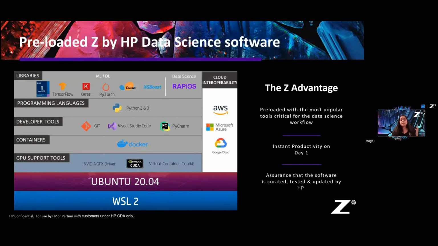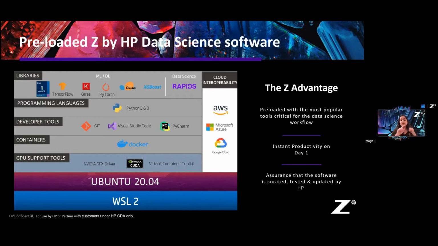I talked about faster access to critical data science tools, right? So these workstations come preloaded with all of these libraries and tools that you see on the screen, right from your TensorFlow, Keras, which are deep learning libraries, sklearn, which is a classic machine learning library, XGBoost, PyCharm, the integrated development environment, then Git, the distributed version control, Docker, the container. So everything comes preloaded, and as and when you need it, you can install it on your system.